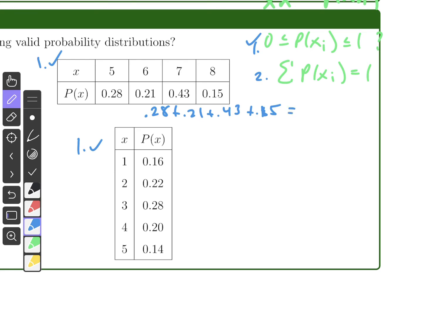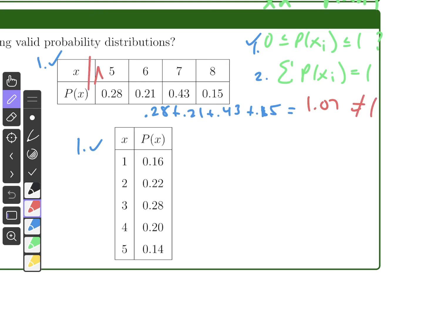I want you to pause it and just check the sum. Make sure it works. I'm going to do that as well. I'm calculating it right now. So on my calculator, typing it in, I get 1.07, which is not 1.